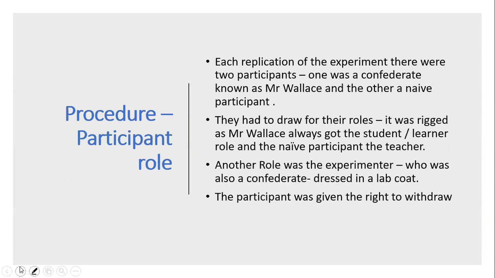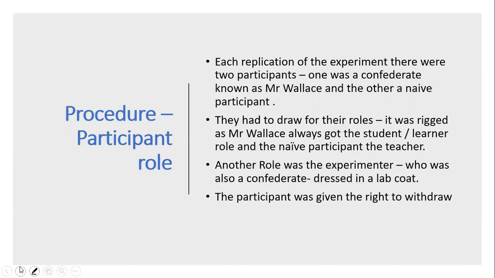Now, they had to draw for the role. They had to take lots. There were 2 pieces of paper and they both had to select one. This was rigged, in a way that the naive participant would always get the one that said teacher, and Mr. Wallace was always the student. There was also a third individual, again a Confederate, who played the experimenter. He was dressed in a lab coat and looked legitimate. Right at the start, the participants were given the right to withdraw.